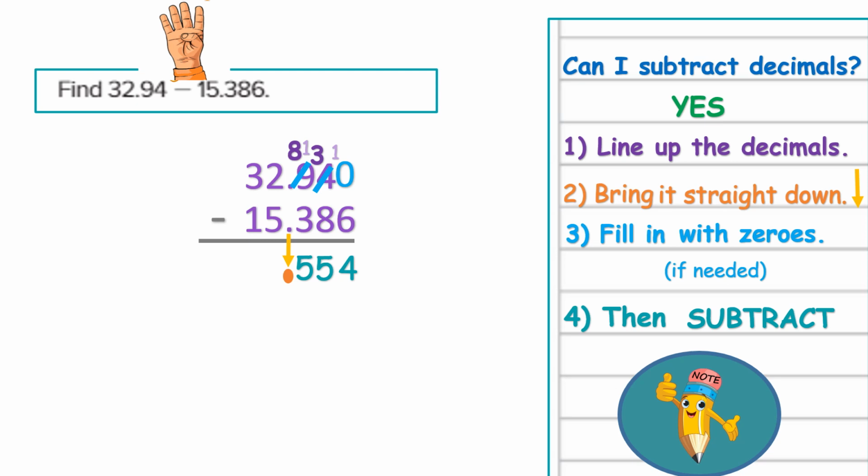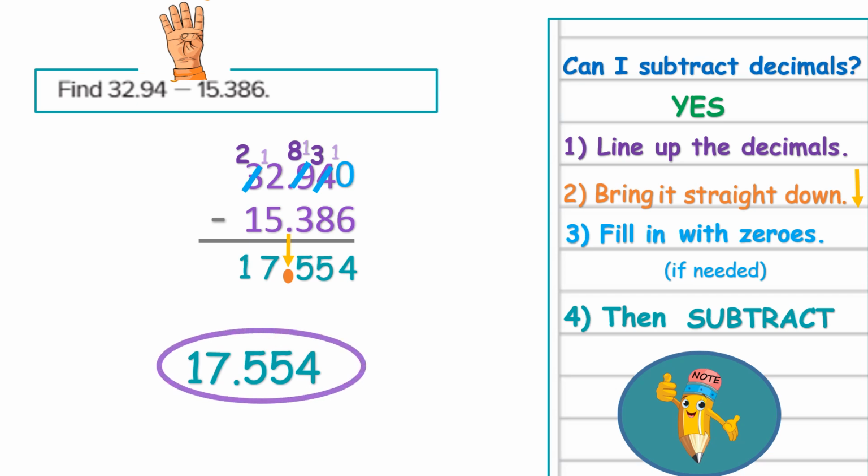And then 2 fingers minus 5, can't do it, got to borrow. So from my 3, it becomes a 2. I put a 1 in front of my 2, and now I have 12. 12 minus 5 is going to give me 7. 2 minus 1 is the remainder of 1. So the same 4 steps in adding as well as subtracting decimals. So my final answer is 17 and 554 thousandths.